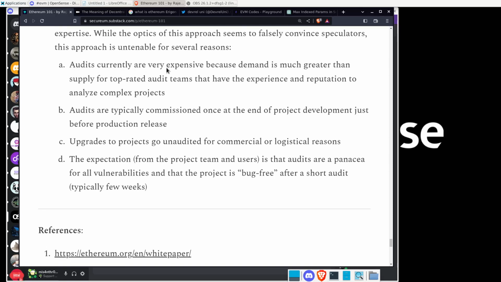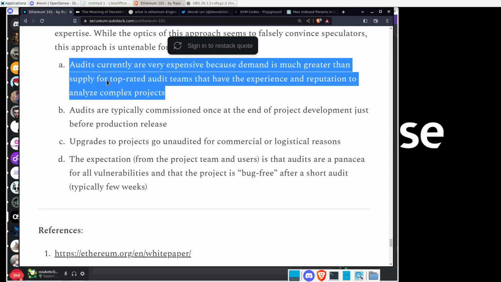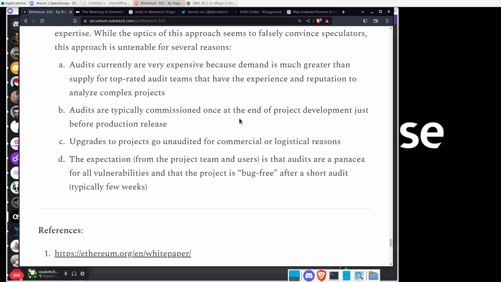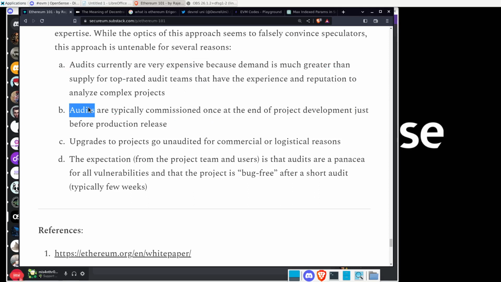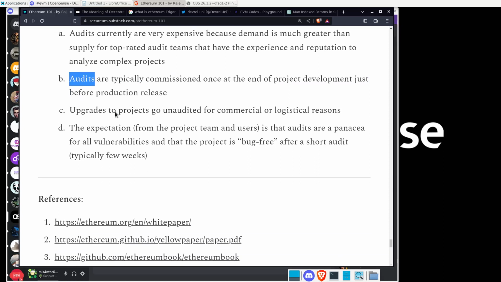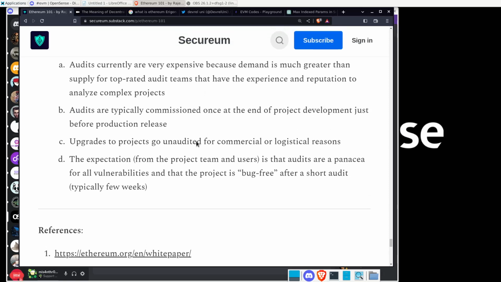Audits currently are very expensive, but the demand is much greater than the supply. Top-rated auditing teams have experience and reputation to analyze complex processes. This is completely true. Audits are typically commissioned once at the end of the project development, just before production release. So you're gonna get paid only after you did the whole audit. Upgrades to project go unaudited for commercial or logistical reasons. So if you audited your code and add some code to it, you're gonna have to audit that again, okay?